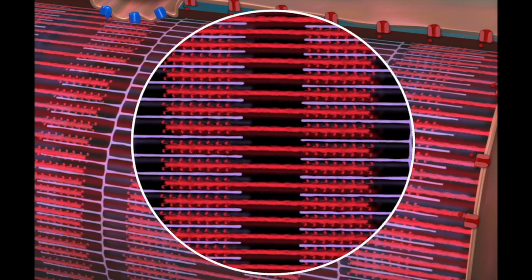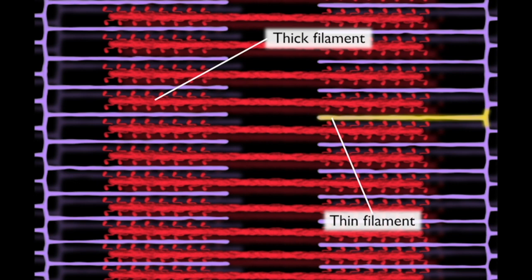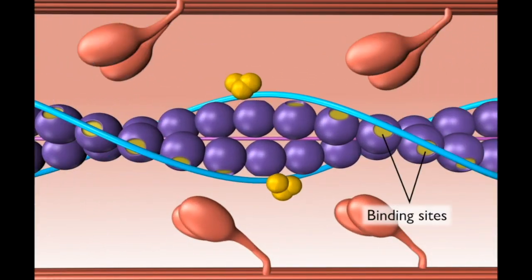A sarcomere consists of alternating thick and thin filaments. The thick filaments are made of the contractile protein myosin. The thin filaments consist primarily of the contractile protein actin. The actin of the thin filament has binding sites to which myosin attaches during muscle contraction.